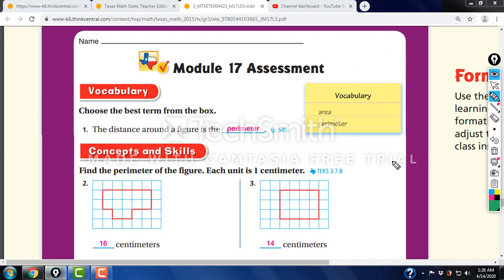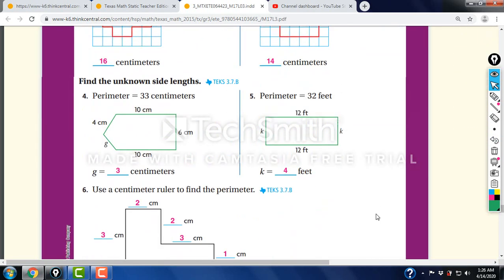So let's go ahead and run through the answers here real quick. Of course, number one, the distance around the figure is the perimeter. Good. Again, we're finding the perimeter of each figure, and we're just counting each one. If you do that, you should have come up with 16 here. Same thing for this one. Remember, this is perimeter, it's not area, and you have 14 there. The tally marks work very well.